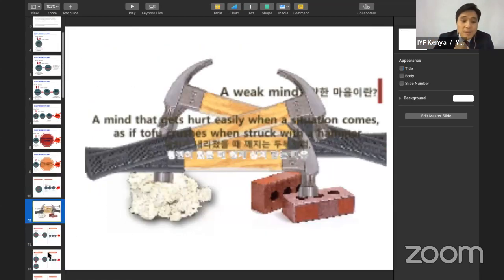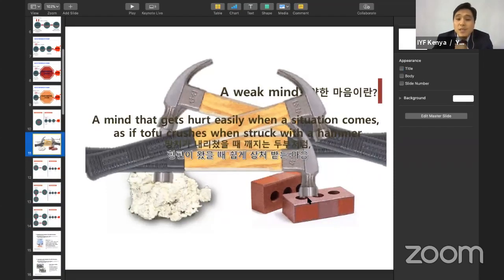Everyone, here on the right-hand side, there's a picture of a brick, right? Yes, if you punch the brick, what happens? Brick is not going to break, right? What is going to break? Your hand is going to break, isn't it? If you punch the brick, it is not going to break. Instead, your hand is going to break.